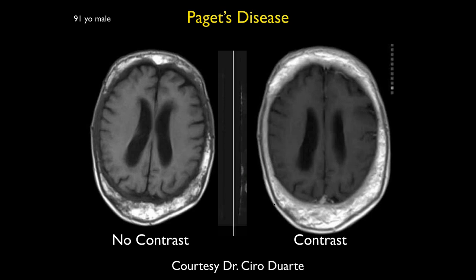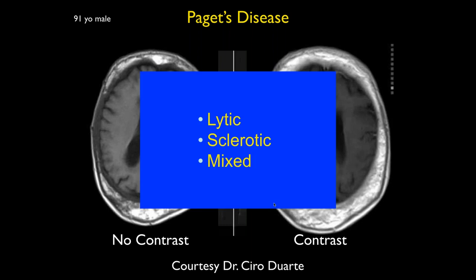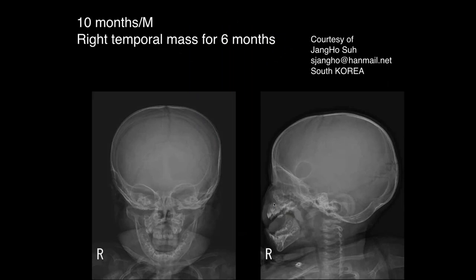Paget's, okay, sure. Initially it can often be lytic, then it can get sclerotic, or you can have a mixed pattern. All three of those are Paget's? All three were Paget's disease. I see a lot of thickened trabecular bone. Okay, 10-month-old male, right temporal mass, first noticed at 6 months.